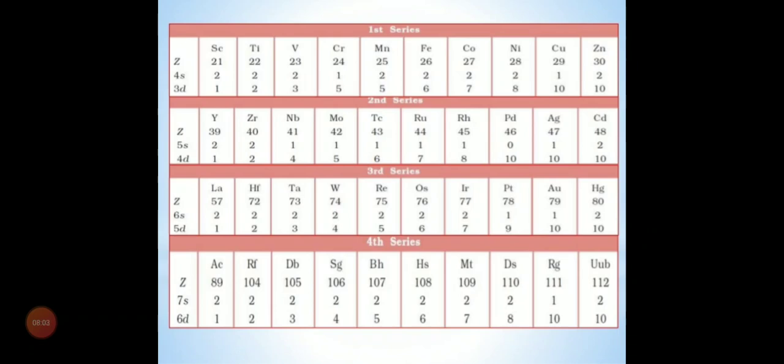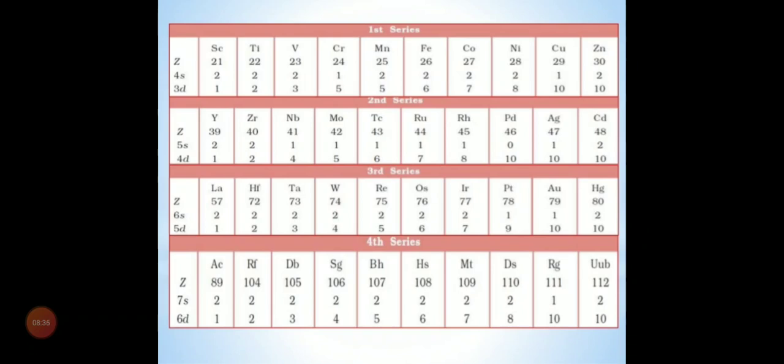Iron Fe 2, 6, cobalt 2, 7, 4s 2, 3d 7, nickel is 28, 4s 2, 3d 8, copper is 29. Again put a star here because copper also has exceptional electronic configuration, that is 4s 1 and 3d 10 electrons. It should be like 2 in 4s and 3d 9, but 1 electron from 4s is getting transferred to 3d for achieving completely filled electronic configuration, right?